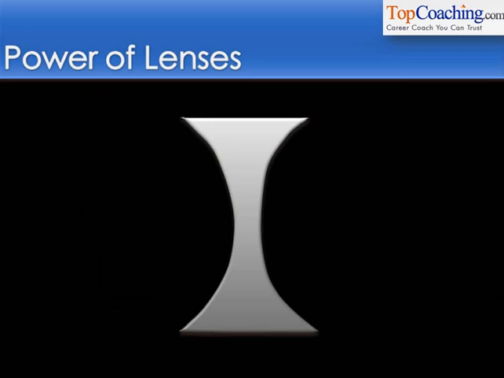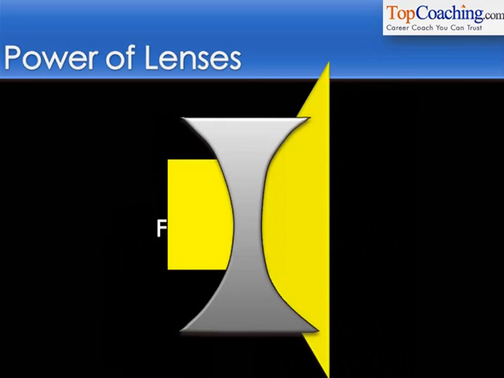Similarly, take a look at a concave lens. A concave lens is a diverging lens. The power of a concave lens is its diverging power, the power of the concave lens to spread rays apart from each other. When rays from infinity come and strike a concave lens, it diverges them. It makes them go far away in such a way that they appear to come from the focus.